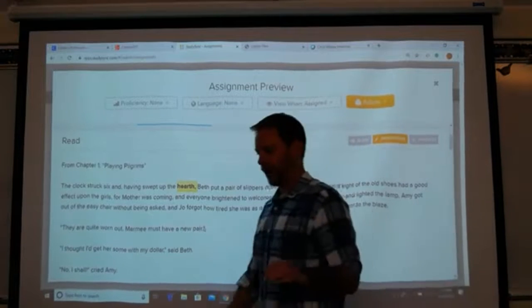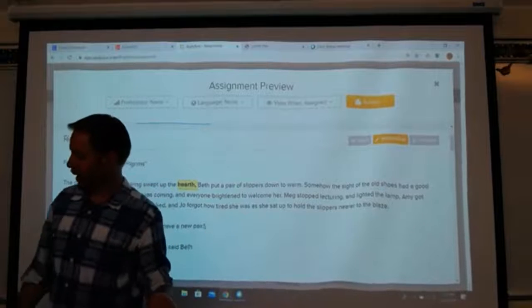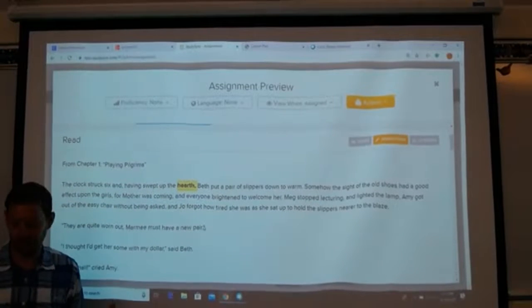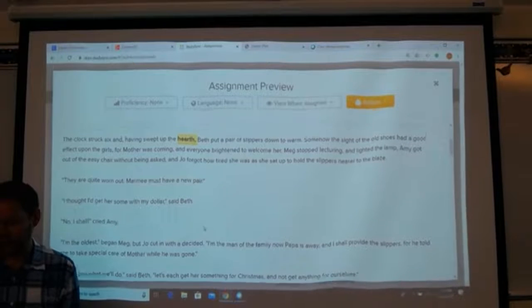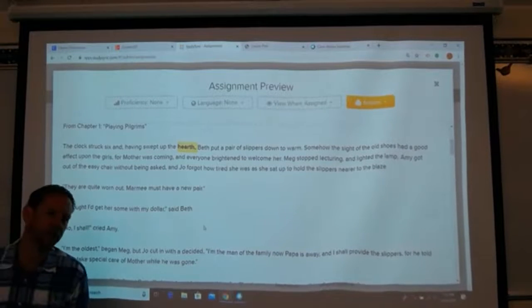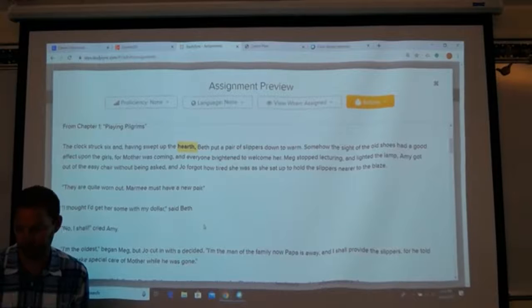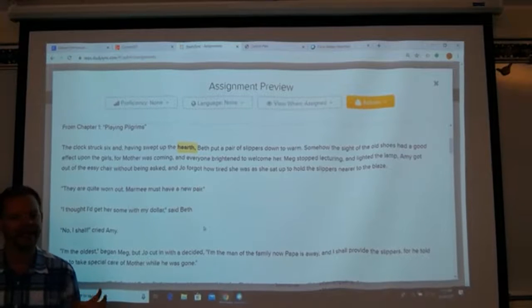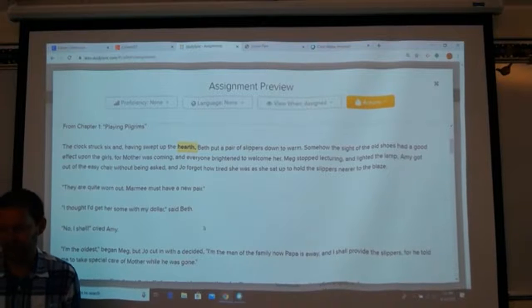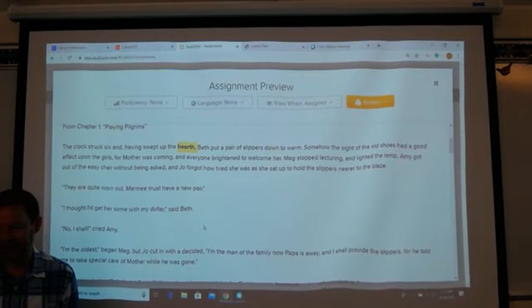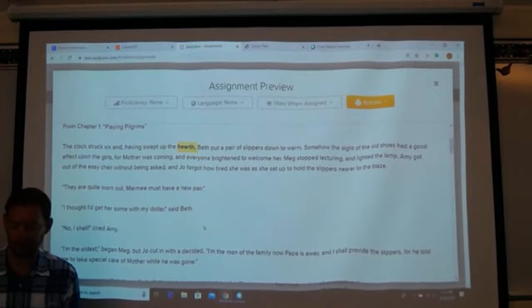Okay, you guys, in order for you to see the screen, I am going to keep the lights off, so it might be hard to see me, but let's go through and see if we came up with pretty good predictions for our vocabulary words. Again, we're looking at the sentence to see if we can come up with what the word means. So we have: the clock struck 6, and having swept up the hearth, Beth put a pair of slippers down to warm. So hearth is our first word.